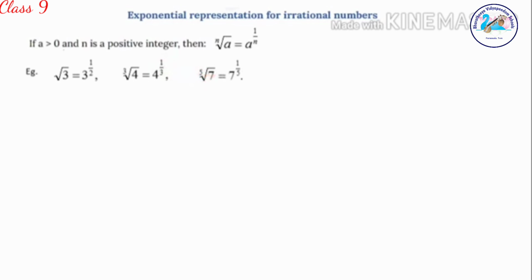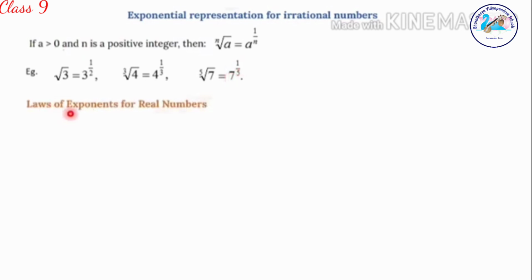Next, fifth root of 7. In the sense, 7 power, and what comes here is 5. You have to take the reciprocal, that is 1 divided by 5. 7 power 1 by 5 is the exponential form. Here 7 is the base and 1 by 5 is the exponent.